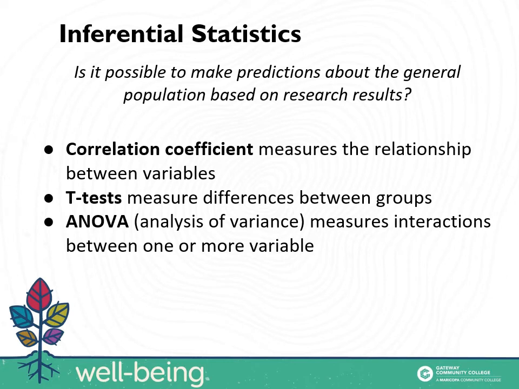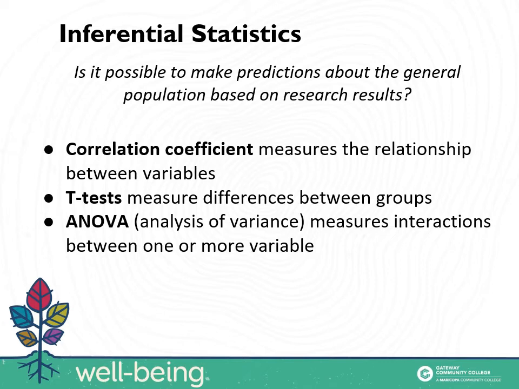So inferential statistics ask, is it possible to make predictions about the general population based on these research results? And there are several tests. These again are pretty sophisticated, and you don't need to know how to do these for this class, but we want you to understand, if you come across a study that uses these measures, exactly what they mean. So the correlation coefficient measures the relationship between variables.